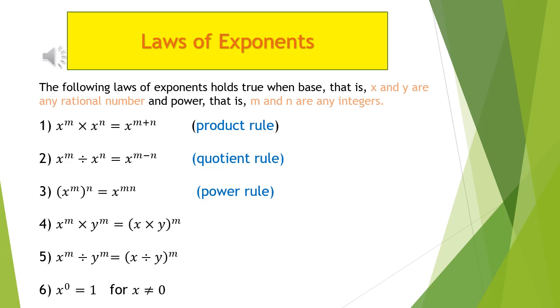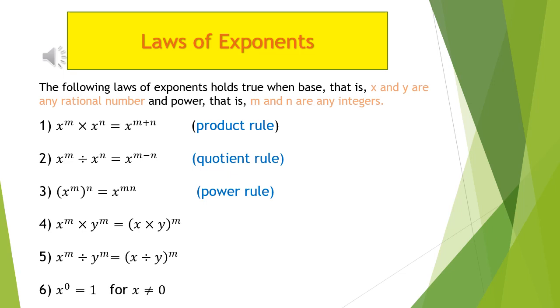Now come to the second law. The second law is the quotient law or quotient rule. What it says: x raised to the power m divided by x raised to the power n. It means your operation is now division. Instead of multiplication, you are dividing two numbers and those two numbers have the same base x and their powers are different, that is m and n. So in this rule, what will you do? You will keep the base as it is, that means x, and now the powers will be subtracted, because in case of division your powers will be subtracted.